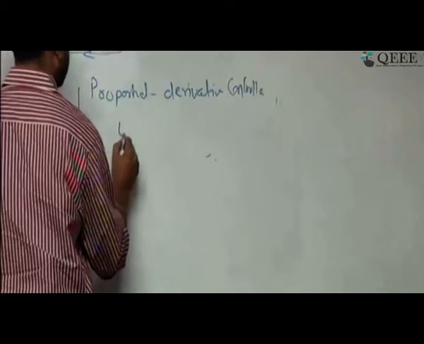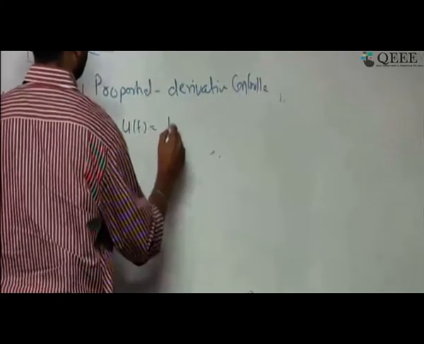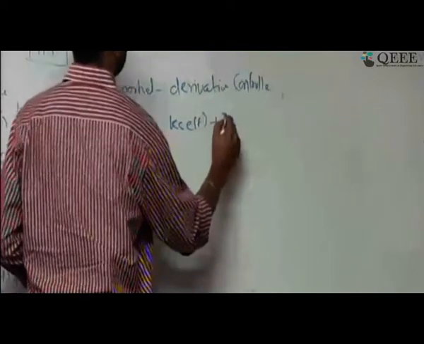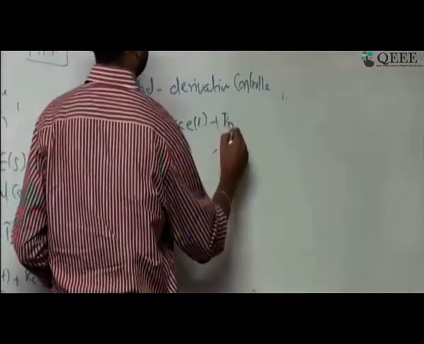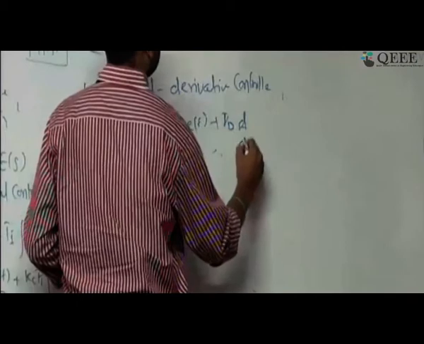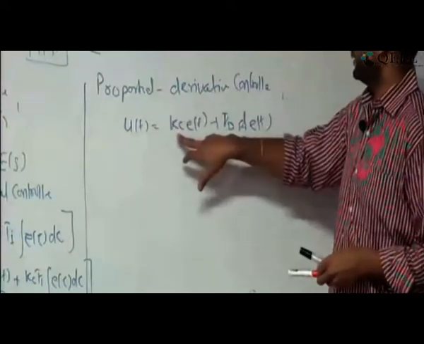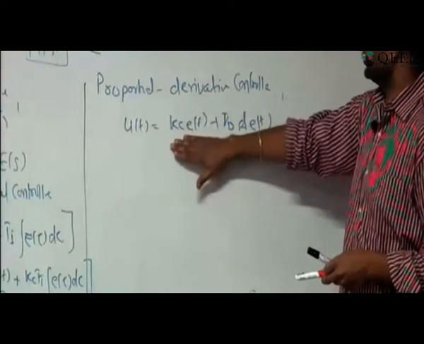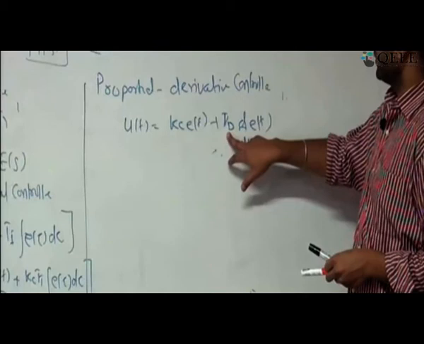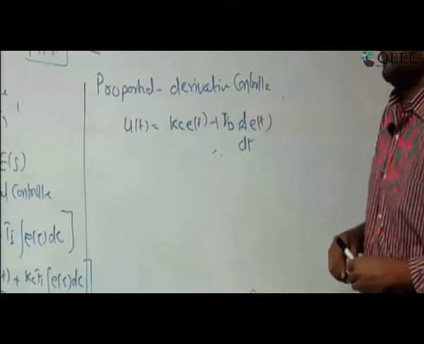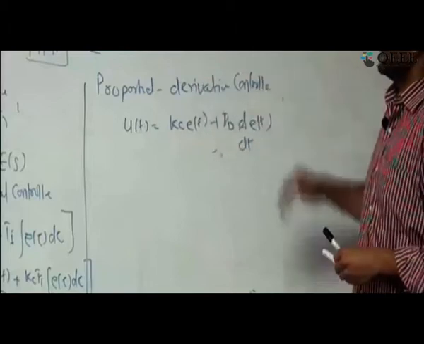So as the word says, u(t) is going to be Kc e(t) plus Td d/dt e(t), correct? When you look at this, there are two terms in a proportional derivative controller. The one term is proportional, with the proportionality constant, and the other term is the derivative of the error. That's why it's called a proportional derivative controller.